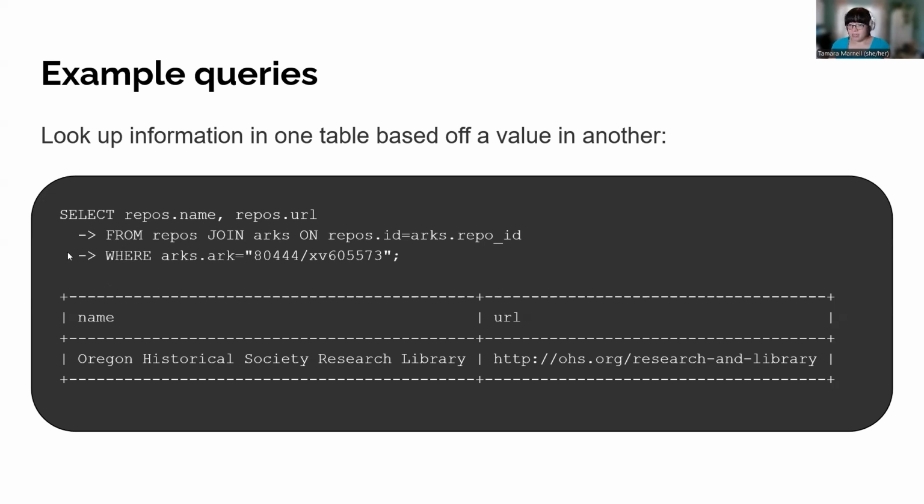This is how you do it in MySQL. SELECT repos.name, repos.url FROM repos JOIN arcs ON repos.id = arcs.repo_id. So those are the two fields that have identical values in them to match on. And then we restrict this query to where the arc value in that arcs table is this. And it will say that this particular arc belongs to the Oregon Historical Society Research Library, and this is the URL of their website.